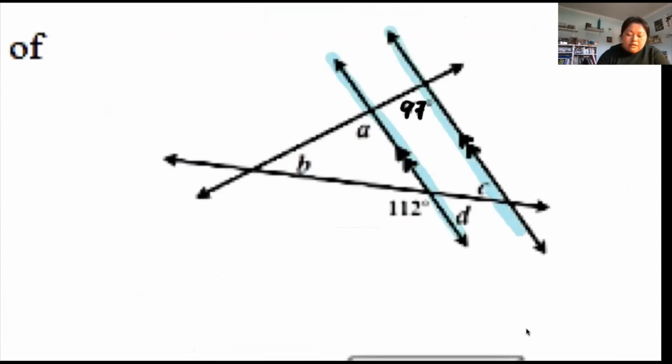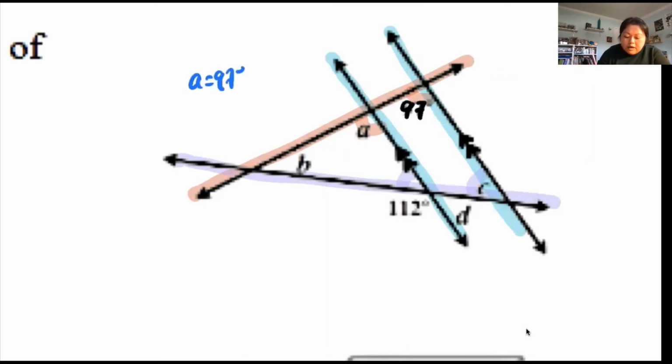Here are parallel lines, and you have two transversals. You have one transversal here, and I see that these are corresponding. Awesome. And I also see another transversal this way. And I see another corresponding here, right? So that's definitely helpful. Okay, so what do I know? I can see that, oh, because of corresponding, A is 97, okay?